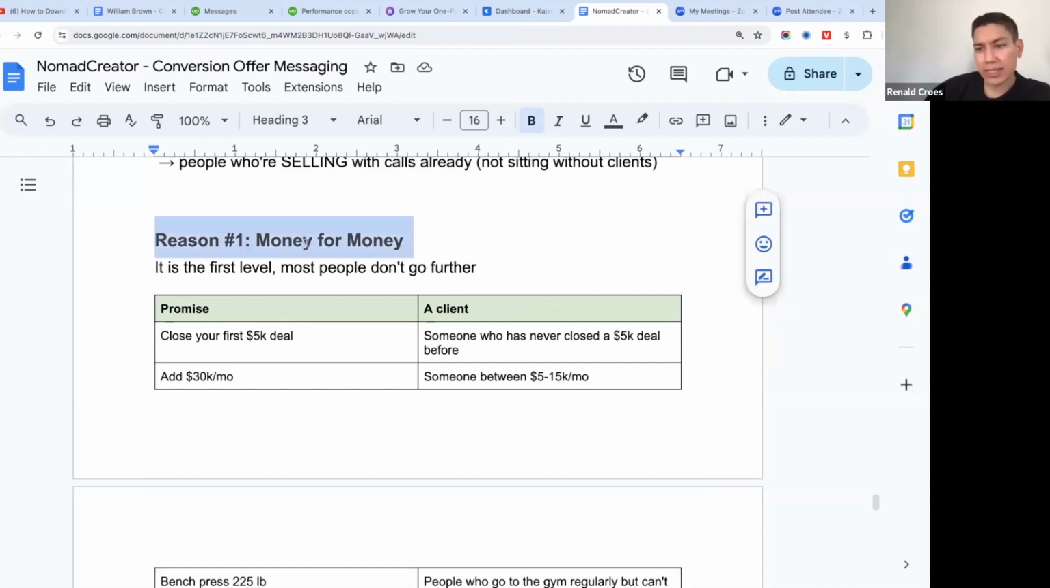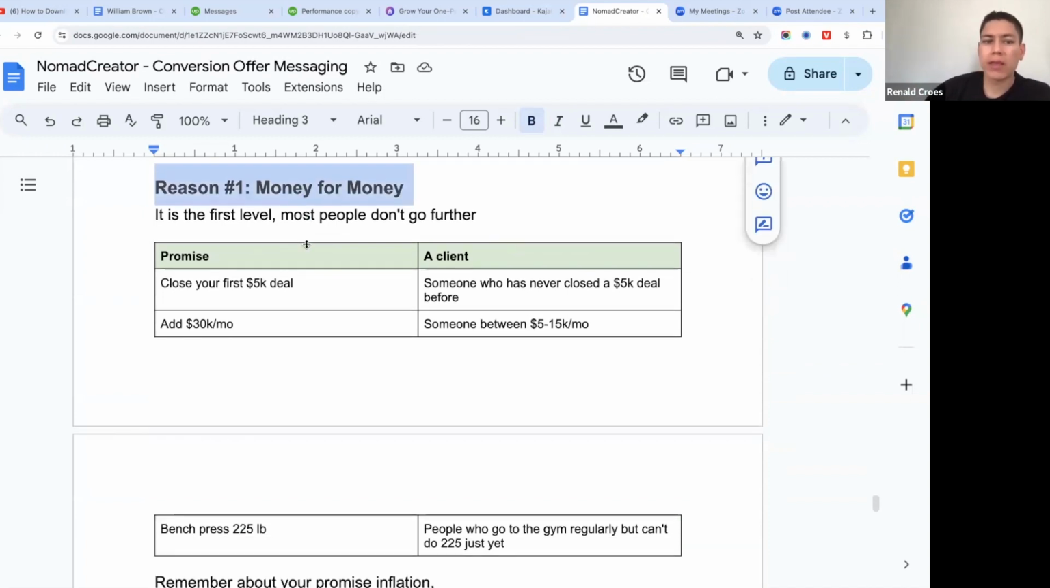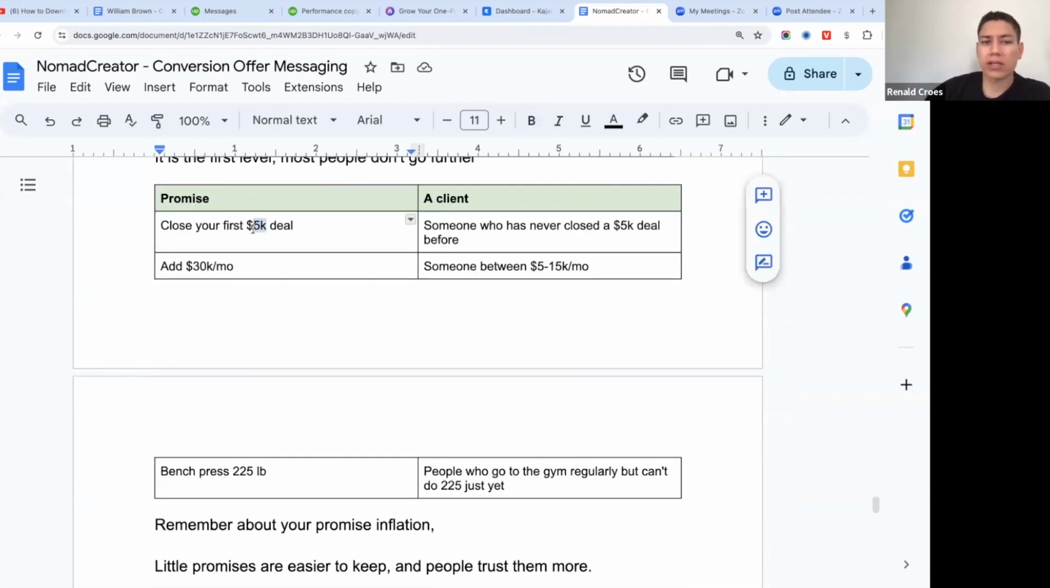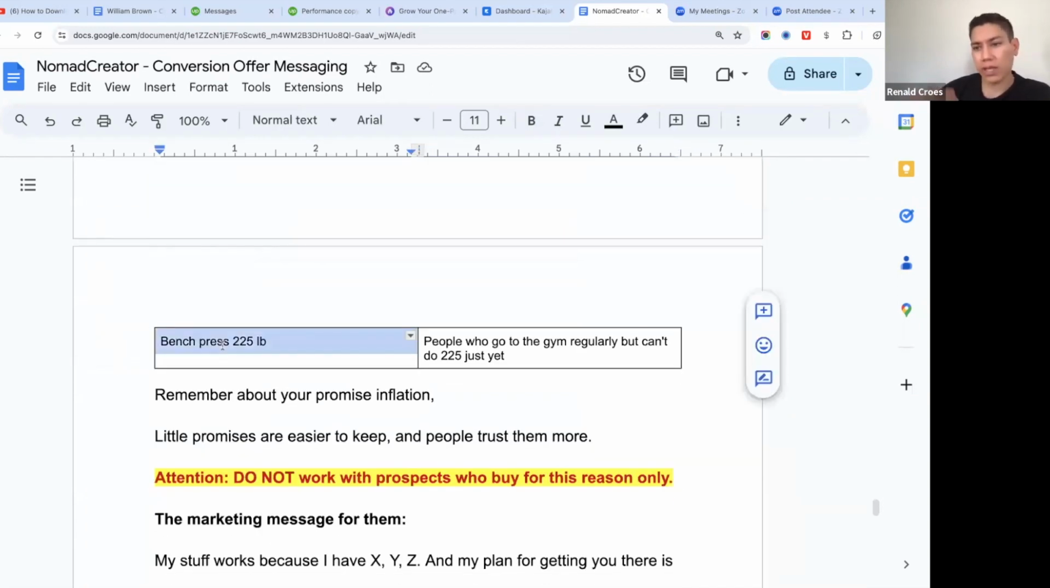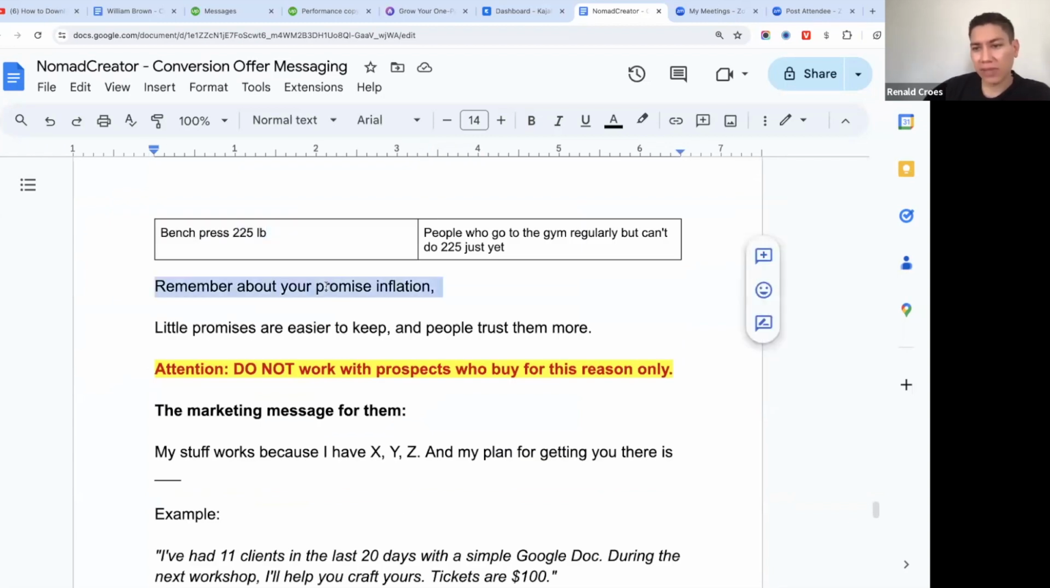If you find people like this, no matter what niche you are in, the promise is probably like "close your first deal," and the client says, "Hey, I'm someone who has never closed a deal before," or "I want to add 30K a month because I'm stuck between 5 and 15K," or someone who wants to add more weight in the gym because they want to build a certain physique, etc. You want to remember that you don't want to inflate the promise, okay? Because the more you promise, the harder it is to deliver. The less you promise, or the simpler you keep it, the more trust people will have and the simpler it is for you to deliver, okay?